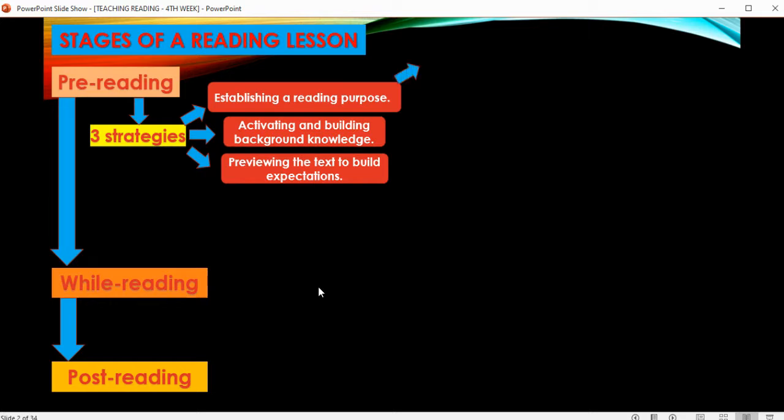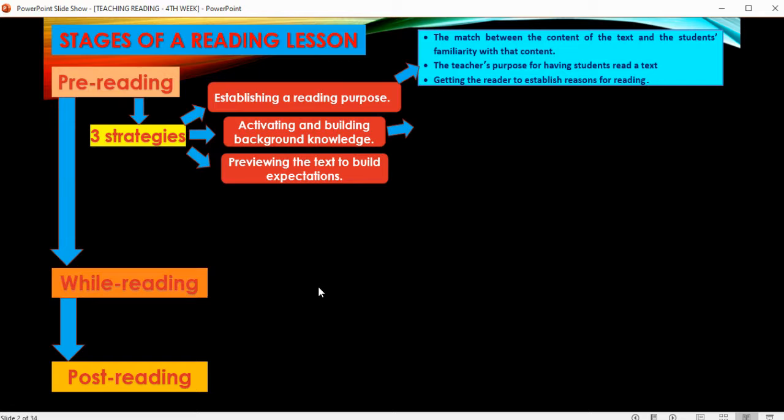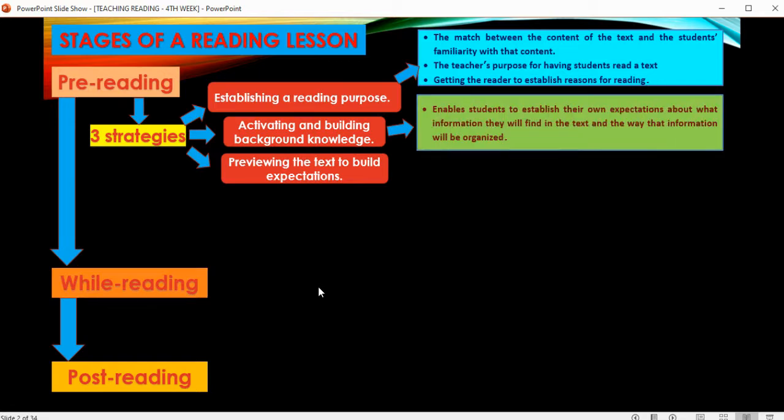So according to this, in establishing a reading purpose, we have to match the content of the text and the students' familiarity with that content. So we have to create a connection, and we have to establish the purpose, not the teacher's purpose, for having students read a text. Then the second enables the students to establish their own expectations about what information they will find in the text and the way that the information will be organized.